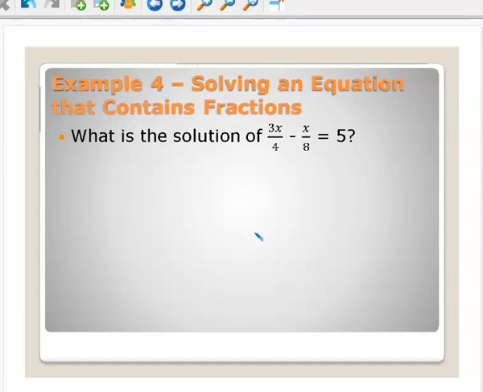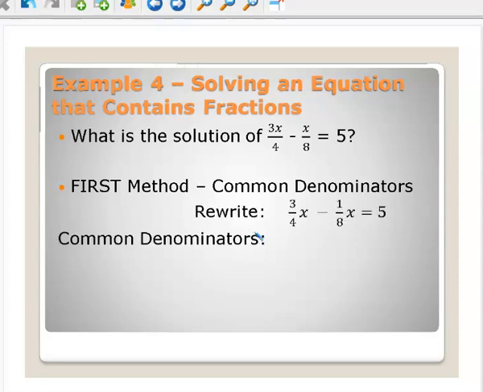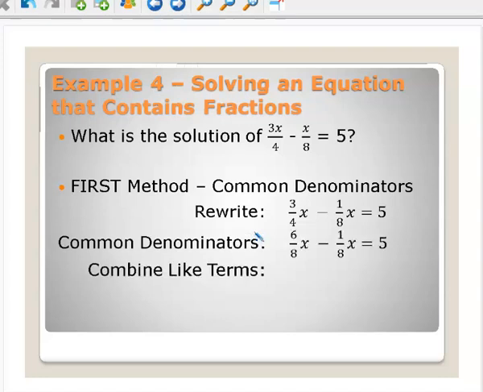Let's look at another example here. This one contains fractions, and I know how much we all love fractions, but we're going to try and make this easy on you. Okay, so the first method is going to go back a little bit to some things we've done in the past, okay, with subtracting fractions. We're going to find a common denominator, okay? So to do that, we're going to rewrite the equation using common denominators. So the first one, we're looking to get a common denominator of 8, okay?